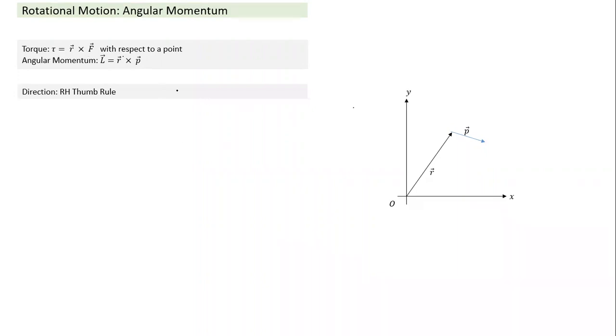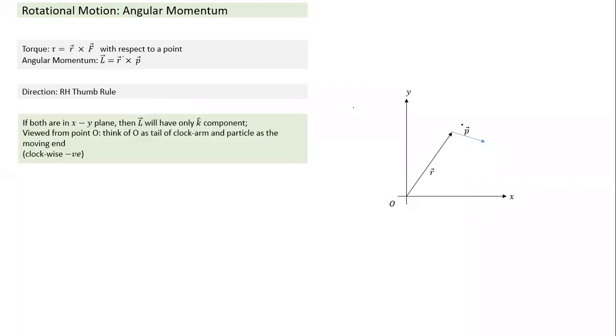Rest all is very similar. The way we find the direction for torque, the same way we find the direction of angular momentum. Yesterday I had a force vector. Now today we have a momentum vector, also in the direction of velocity. And this is the point about which angular momentum is being calculated for a particle. If the particle is moving in this direction, this momentum, r cross p, becomes my angular momentum.